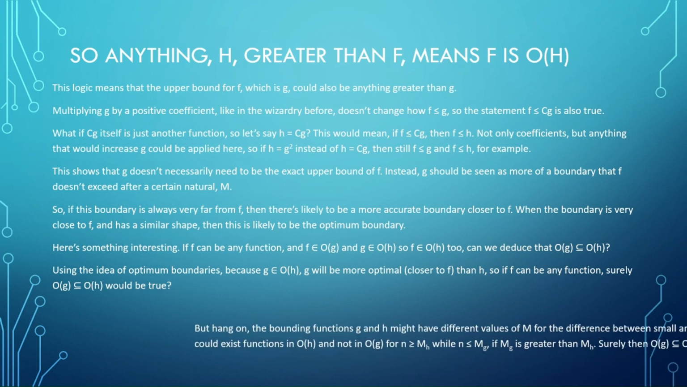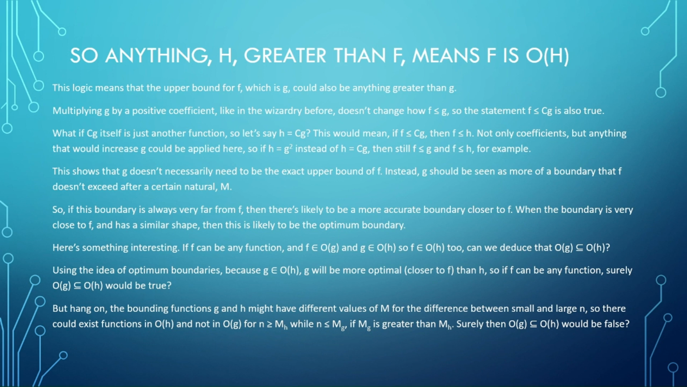But hang on, the bounding functions g and h might have different values of m for the difference between small and large n. So if we were to say, for example, there could exist functions in order h and not in order g for n greater than or equal to mh, while n is less than or equal to mg, so if mg is greater than mh, surely order g as a subset of order h would be false.